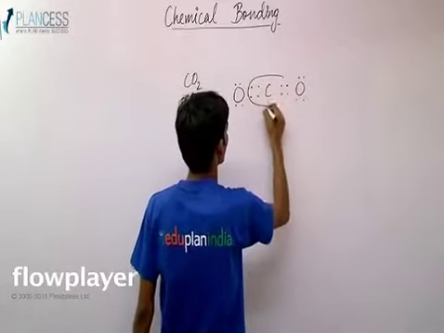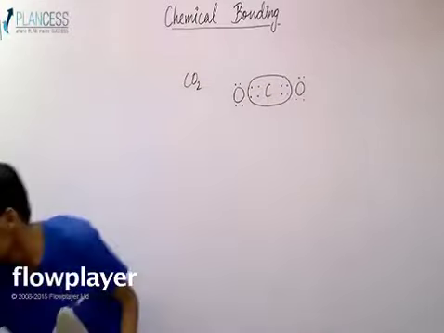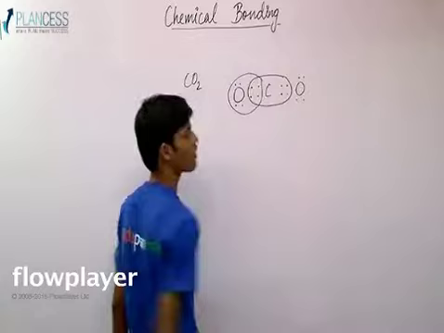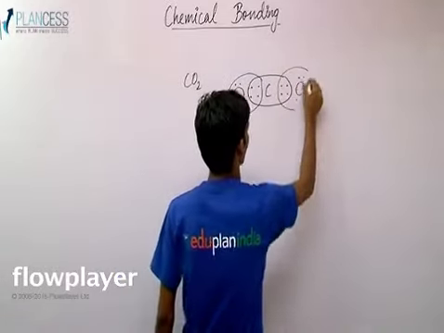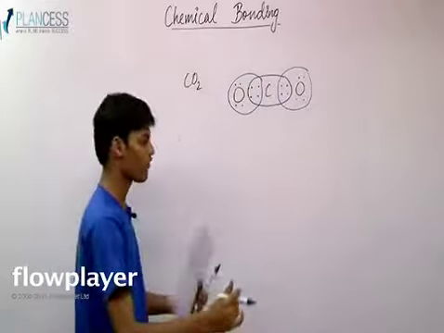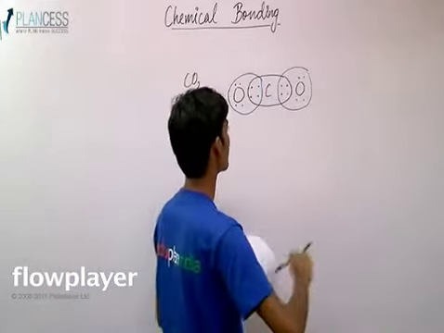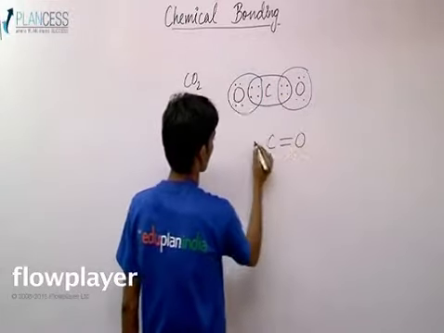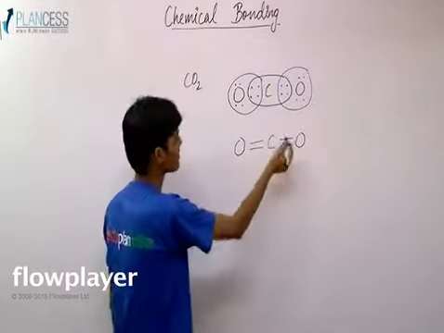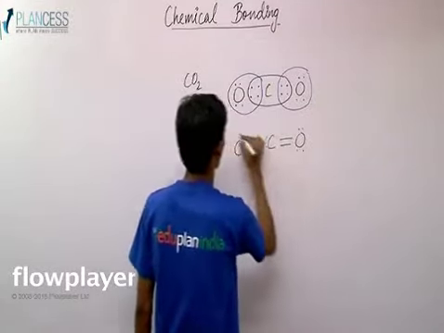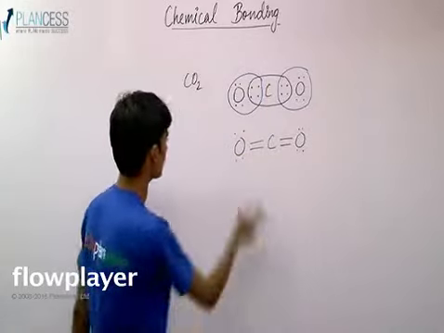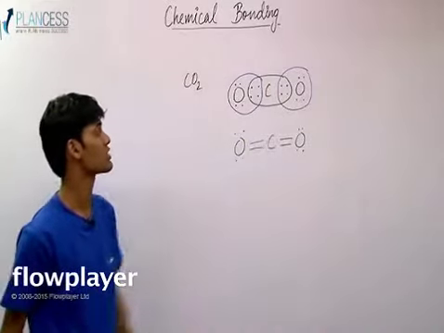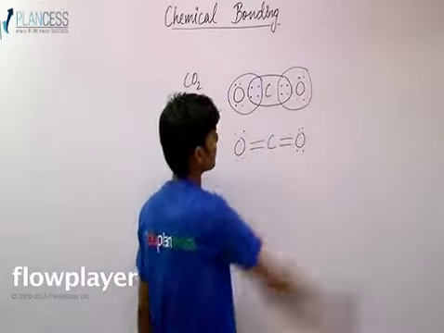So this is the octet completion for the carbon atom. It has 8 electrons, so its octet is completed. This is the octet completion for the oxygen, and this is the octet completed for this oxygen. So these 4 electrons determine the double bond. If we want to replace these shared pairs by bonds, it can be drawn like this: this is a double bond, this is a double bond, and these are the 2 lone pairs present on each oxygen. So this is how to draw the Lewis dot structure for a compound which has a double bond in it.